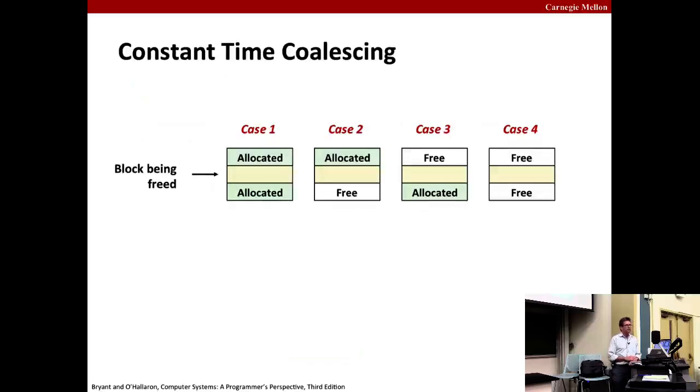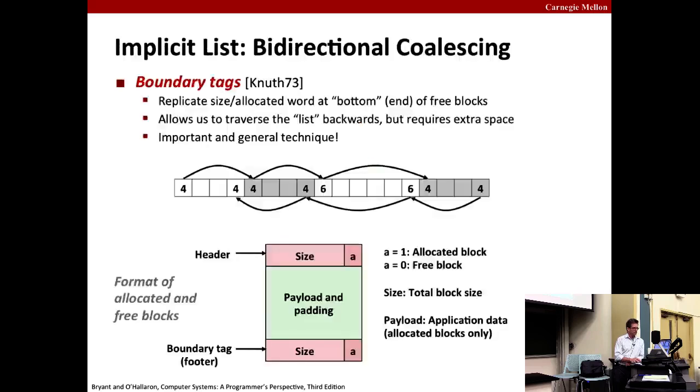Okay, now, yes, question. So the question is, if we want to have a boundary tag, when we allocate a block, do we need to set aside space for it? And the answer is yes, most of the time. I'll show you one optimization in a bit.